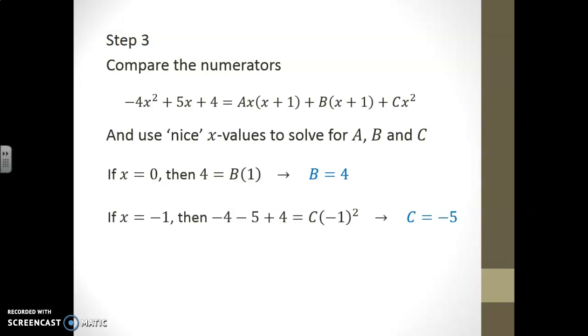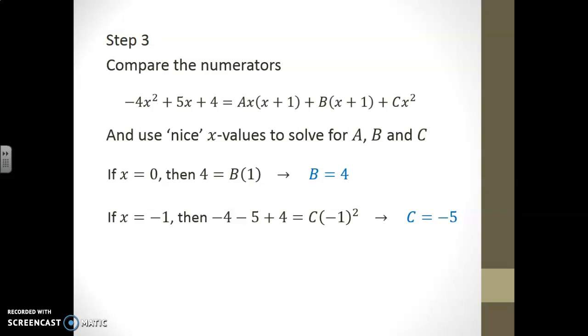If we choose x to be minus 1, the advantage is the x plus 1 terms on the right will both go to 0, leaving only the c term. On the left, using minus 1 will give us a value of minus 5, and therefore minus 5 equals c will give us our third constant in our decomposed form.